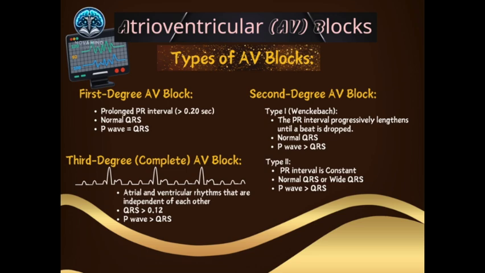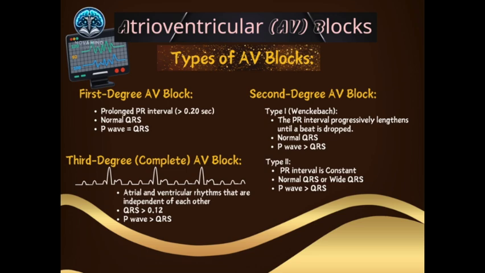A second degree AV block, type 1 Wenckebach. The PR interval progressively lengthens until a beat is dropped. Typically occurs at the AV node level and often has a normal QRS width. Second degree AV block, type 2. The PR interval is constant, but some P waves are not followed by a QRS complex, indicating a more unpredictable block. QRS may be wide if the block is in the bundle branches.